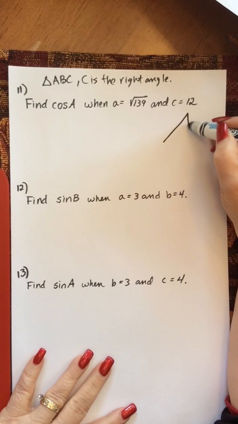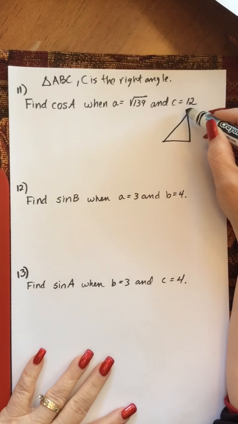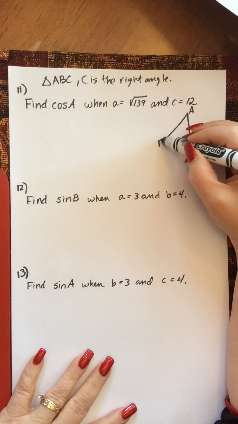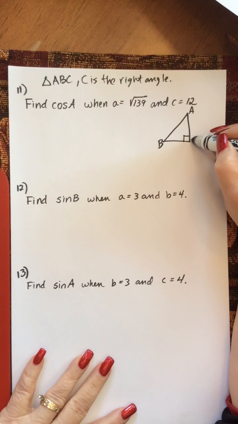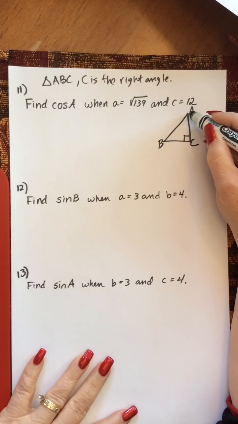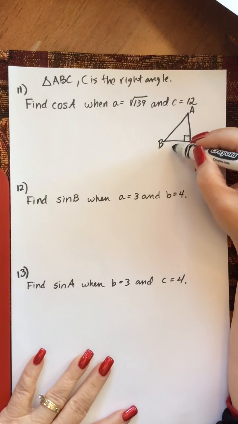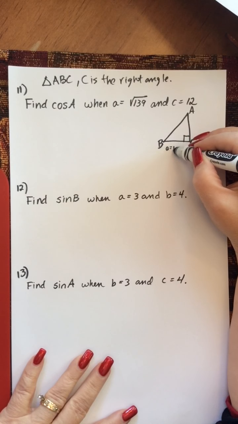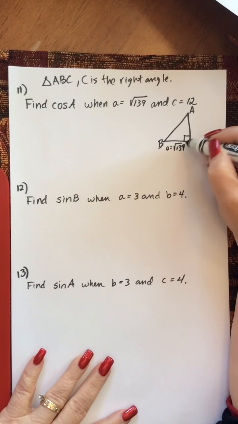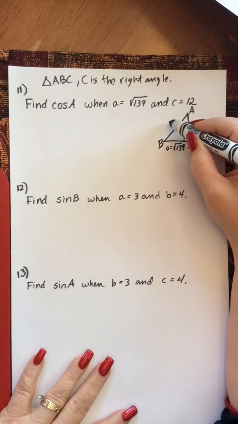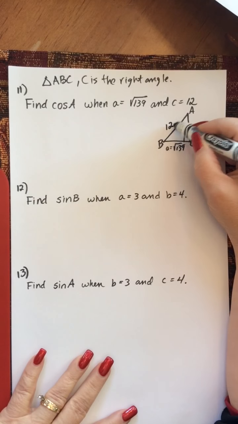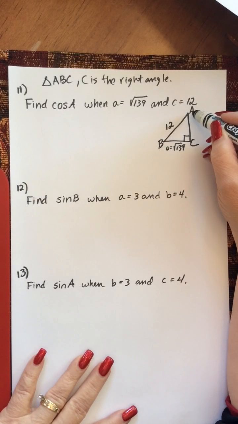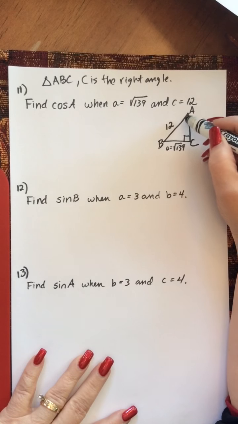So I'm going to go ahead and draw a triangle ABC. I'm going to call the top A, this B, and we are told that the right angle is C. So the side opposite angle A is a, so a is square root of 139, and we were told that side c is equal to 12. So that would be the hypotenuse. And they asked me to find the cosine of A.